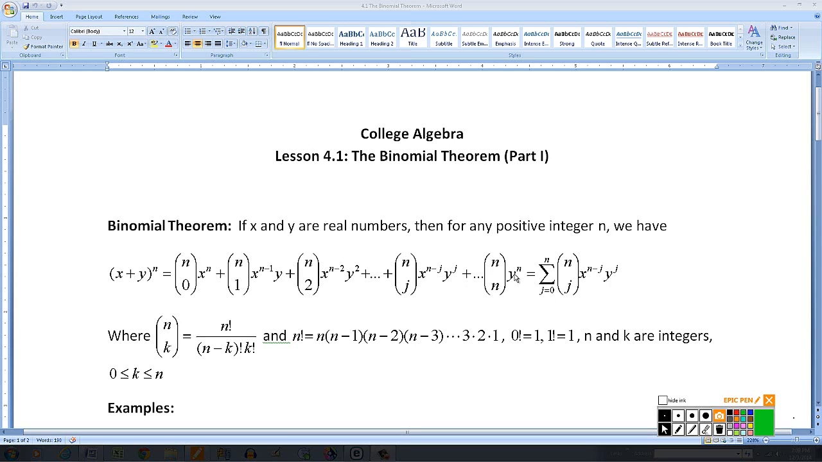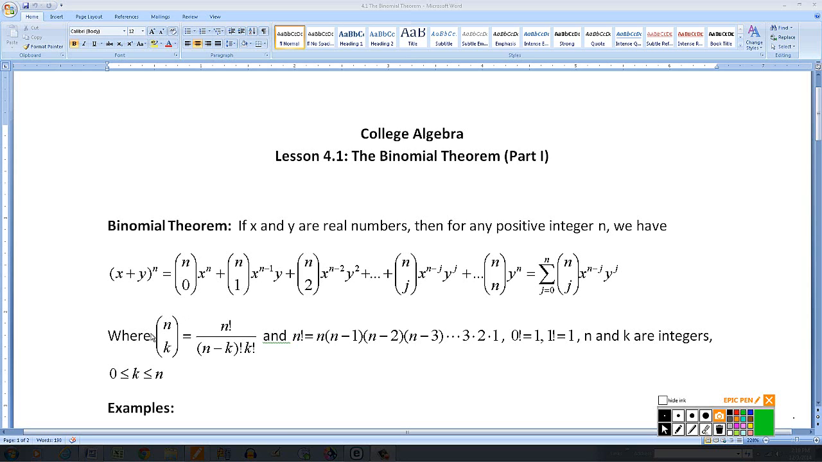Also notice that the degree of each term is always n. The first term we have x to the n, so the power is n, so the degree is n. The next one, the powers are n minus 1 and 1. Add them up, you get n. The next one, n minus 2 and 2. Add them up, we get n. So each term has a power of n if you add them up, so the degree of the term is n.